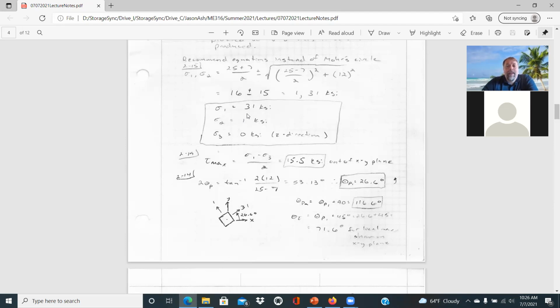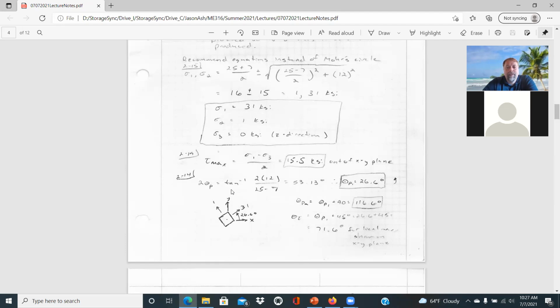And so on that 1-2 plane, the largest stress that you would get is 15 KSI, but on the 1-3 plane, you would get up to 15.5 KSI. And so that's why it's important to keep track of that third principal stress, because that 0 might be a more critical stress than the other two in terms of a minimum or a maximum.